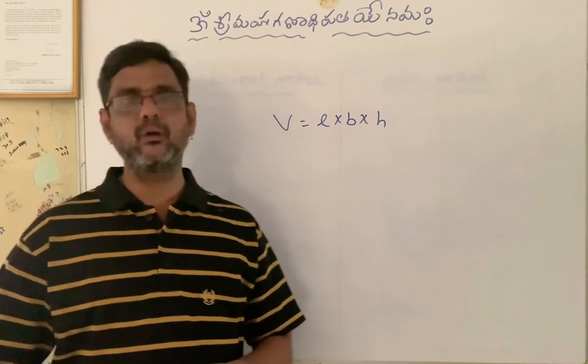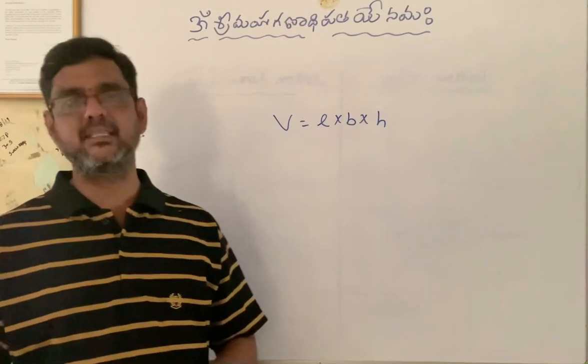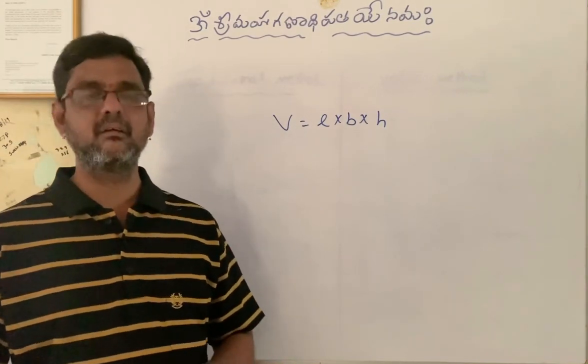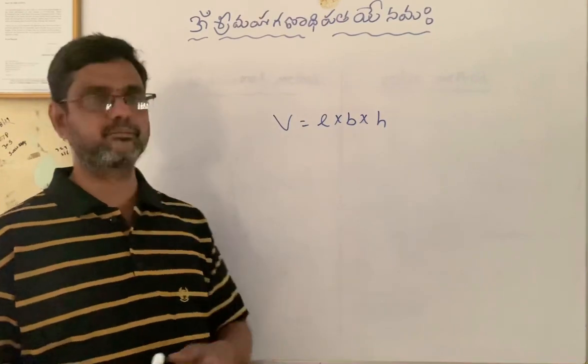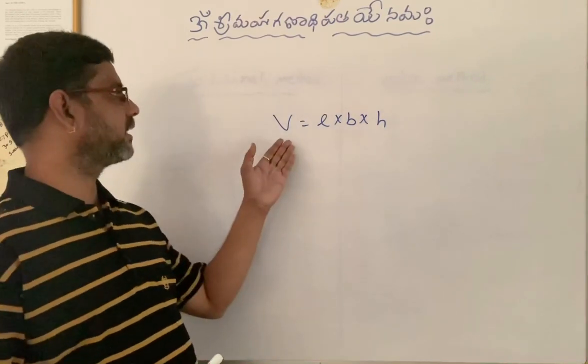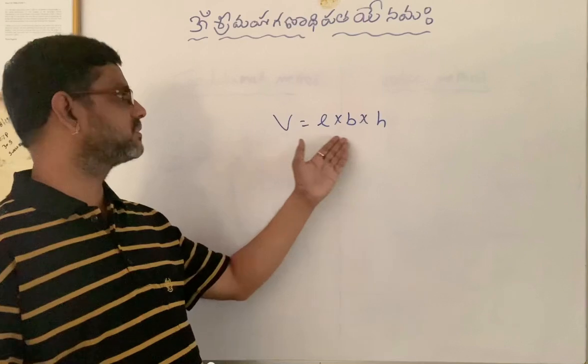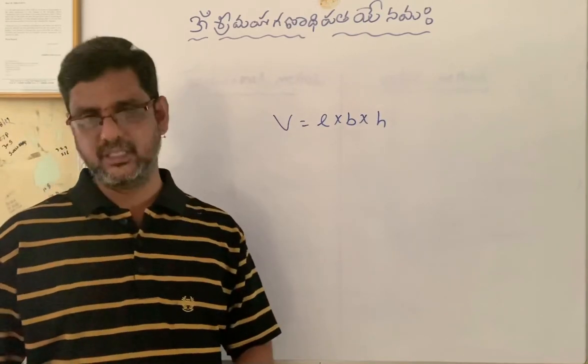Today I am going to explain how to write auxiliary formulas for the given formula. Here consider a formula. Volume of cuboid is L into B into H.